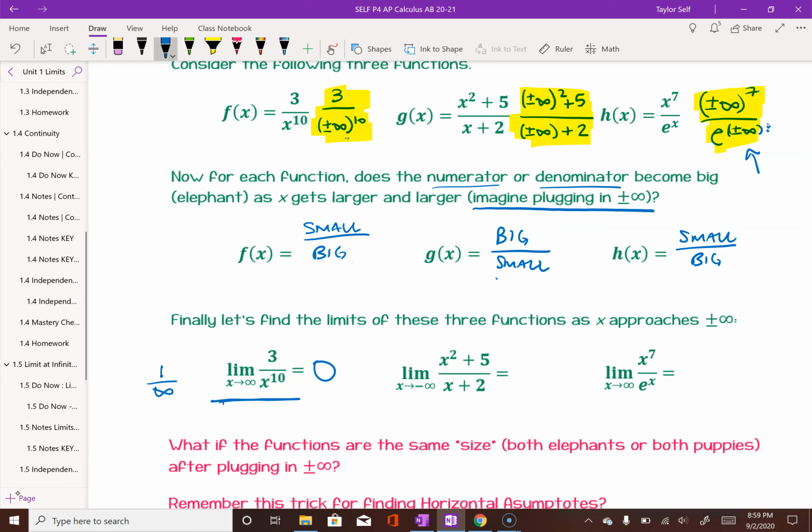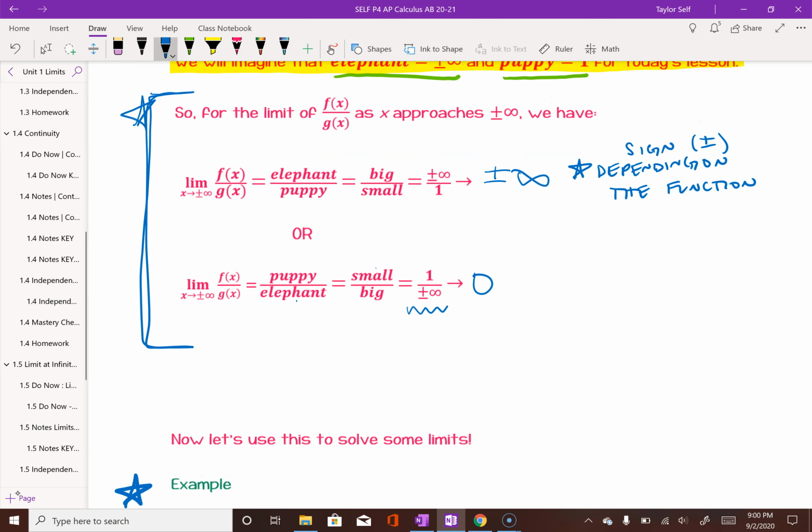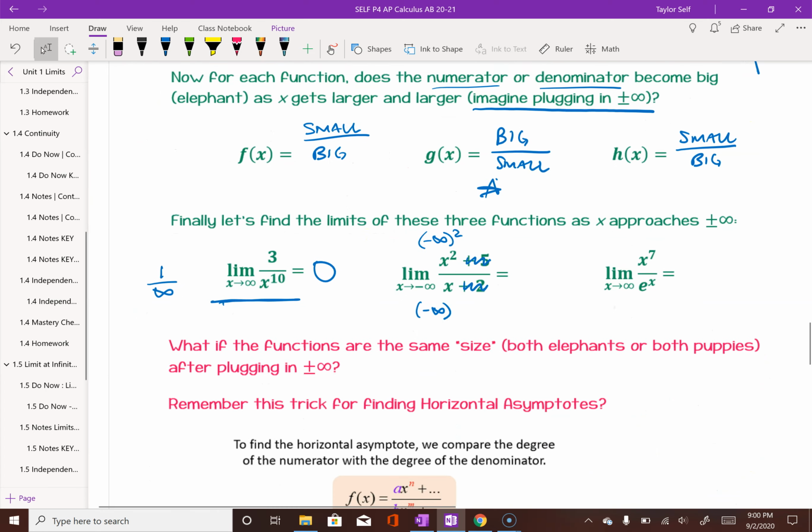Now let's do g of x. Do the same thing, except here we're approaching negative infinity. So let's think about plugging in negative infinity. I like to think about this 5 and this 2. These are so insignificant if we plug in negative infinity, these numbers are so tiny compared to these two numbers. So all we have to think about is which one is bigger, top or bottom. We already did that. Big over small, you're going to get plus or minus infinity. Let's decide what the sign should be.